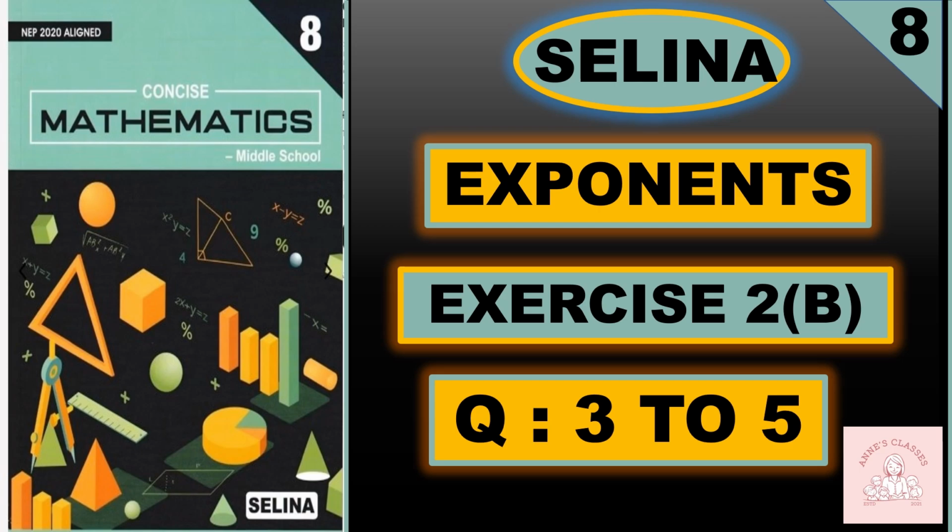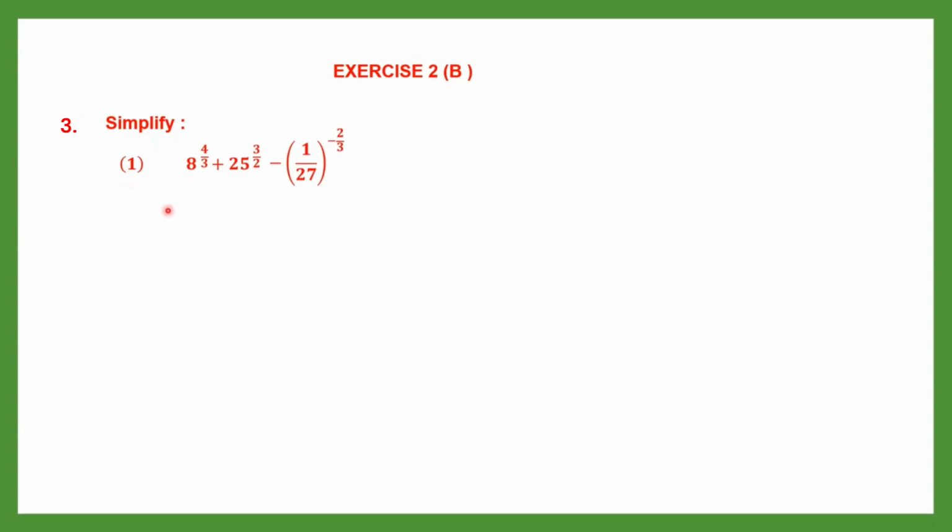Let's do exponents, exercise 2b. Simplify. In this first one, 8 raised to the power of 4 by 3 plus 25 raised to the power of 2 by 2 minus 1 by 27 raised to the power of minus 2 by 3. So whenever your powers are in fraction form, we will try and make them whole numbers. Okay, and then it becomes easier for us.